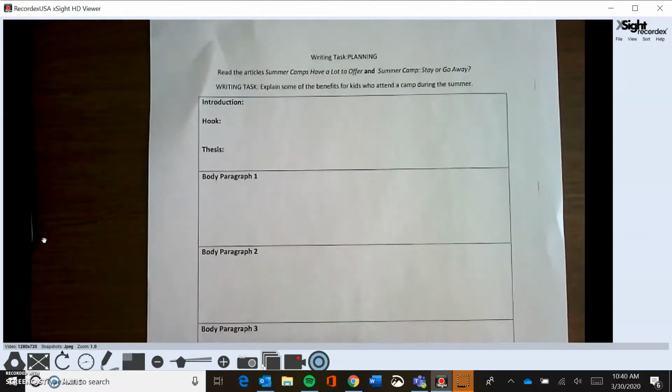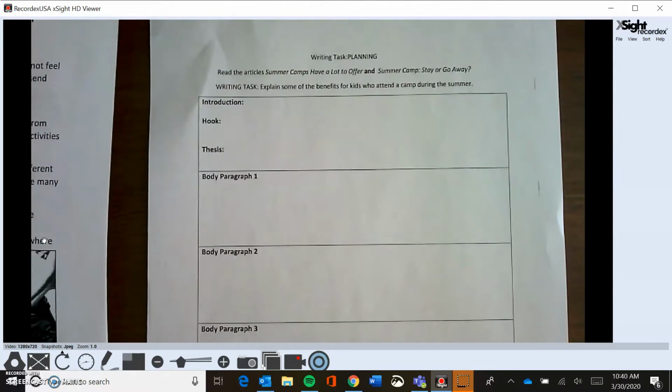So, what we're going to do is look first at what we're being asked to do. That's important. Make sure you know what it is that you need to do before we start reading anything or writing anything. The first week we did digital learning, you did a narrative. You worked with narrative writing. Last week we did opinion writing. This week is going to be informational writing.